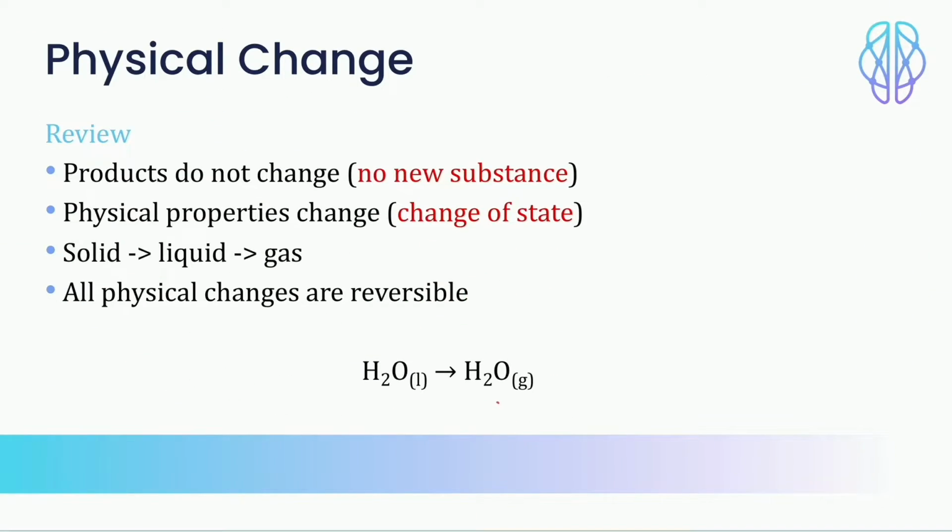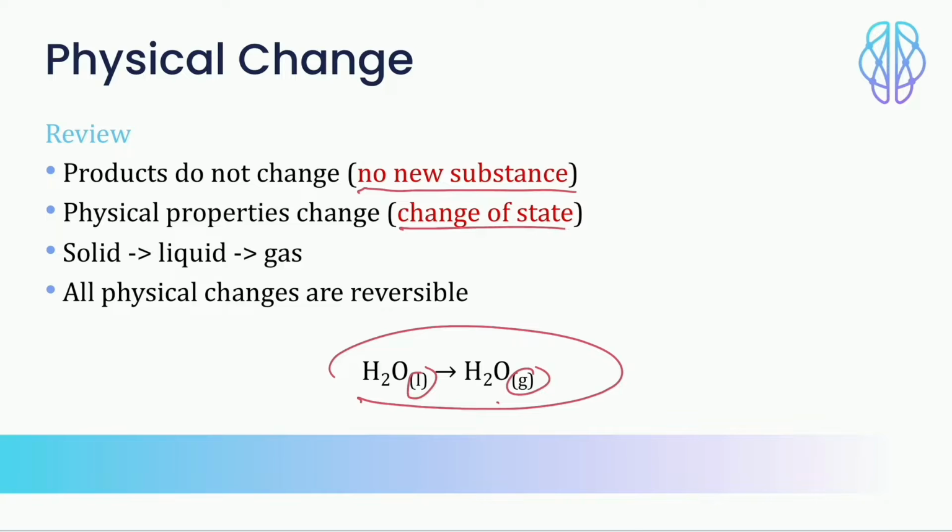Now, I want to do a review of your previous units. Very quickly, we're going to talk about physical change. Physical change is when our products do not change. So we're getting no new substance. This is very important. Take, for example, our water reaction down the bottom here. What we have is H2O in a liquid going to a gaseous state. So we have no new substance formed. We still have H2O, water, but we have a change in state.